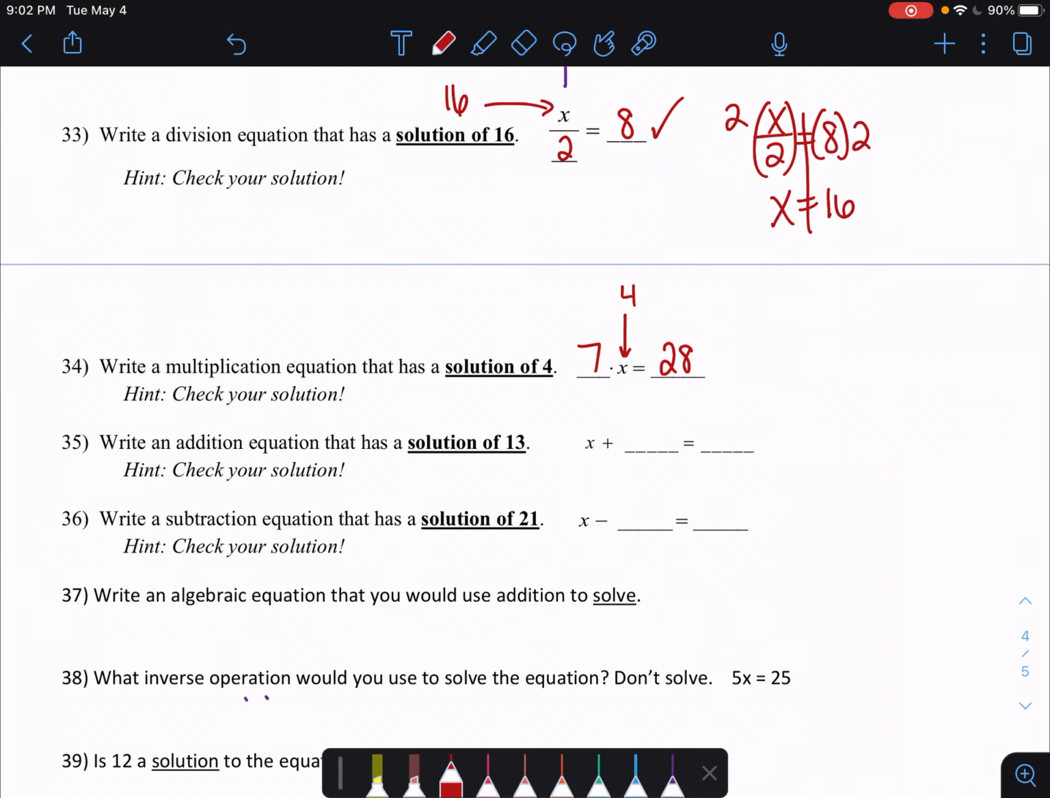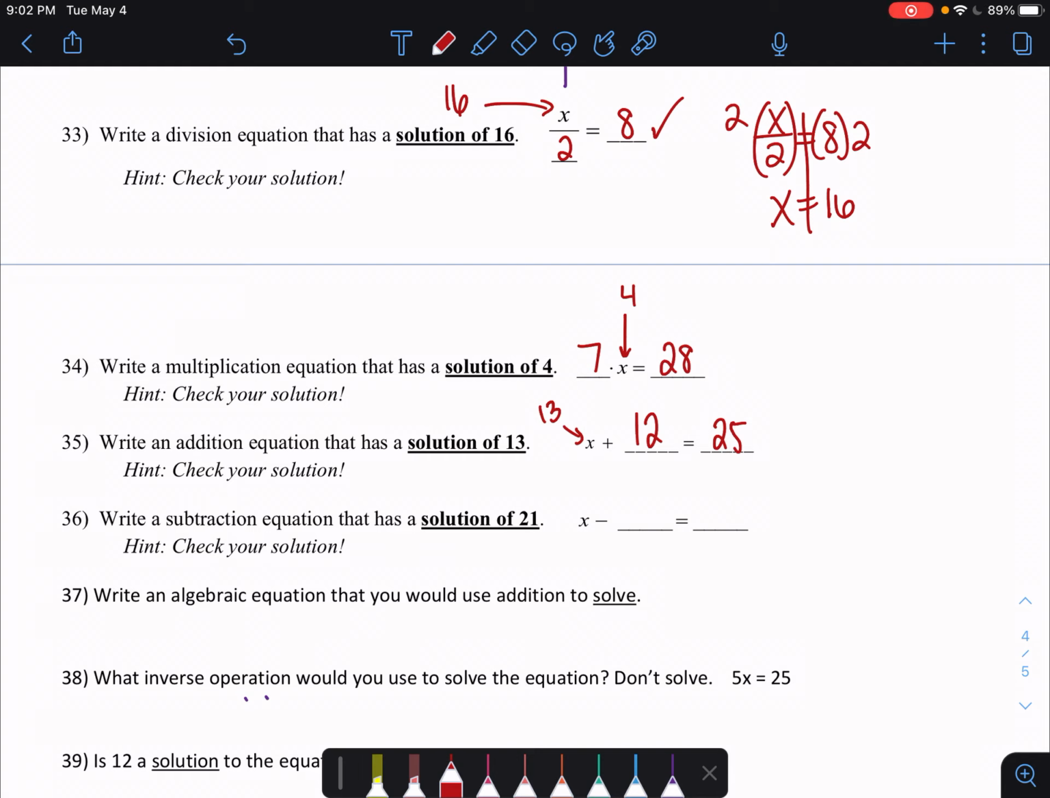Number 35 says to write an addition equation that has a solution of 13. So here my X is 13. If I add, say, 12 to that, 13 plus 12 is 25. So when I solve this equation, I'm going to get X equals 13.